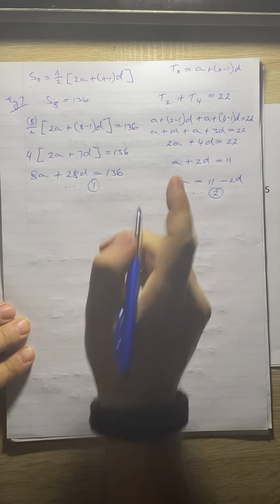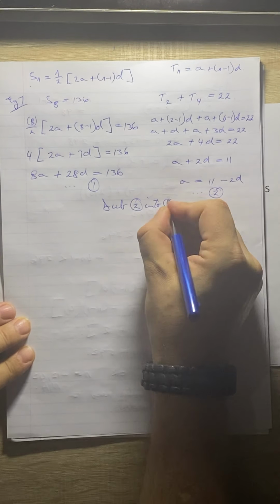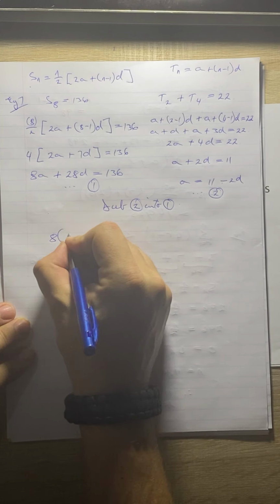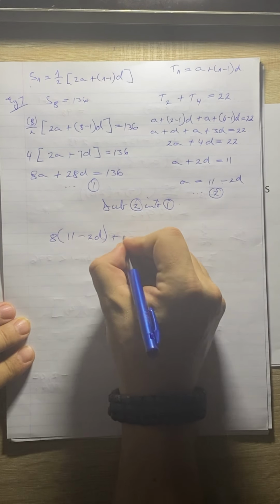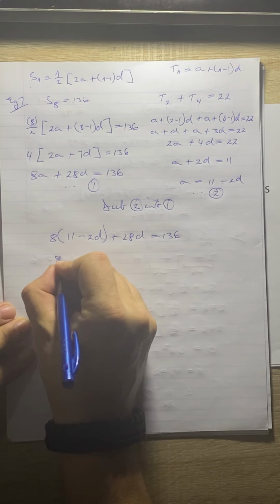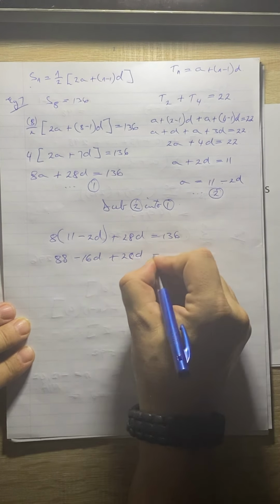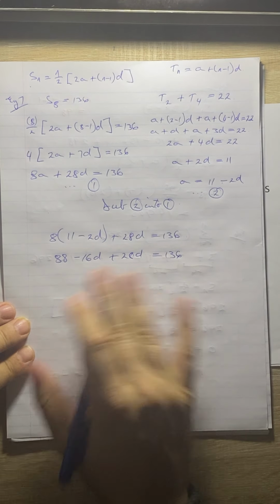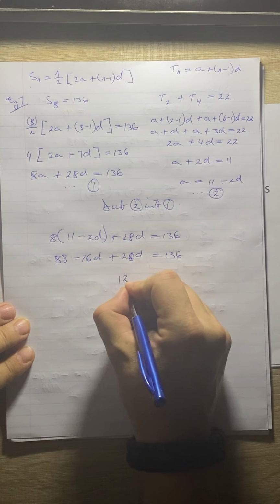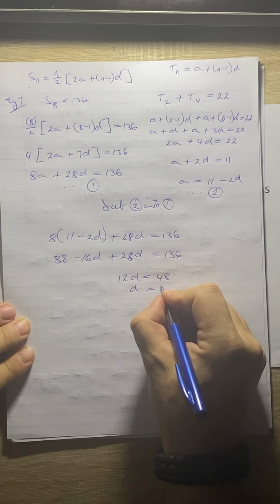Now I'm going to sub 2 into 1. Okay, so wherever we see an a, I'm now going to replace it with that. So 11 minus 2d plus 28d equals 136. Multiply in, 88 minus 16d plus 28d equals 136. Get like terms together and throw everything else on the other side that isn't a d, and we get 12d equals 48. Divide through by the 12 and we get d is equal to 4.